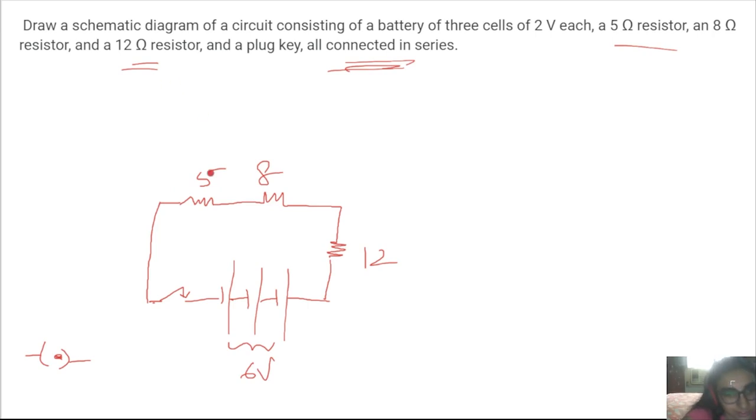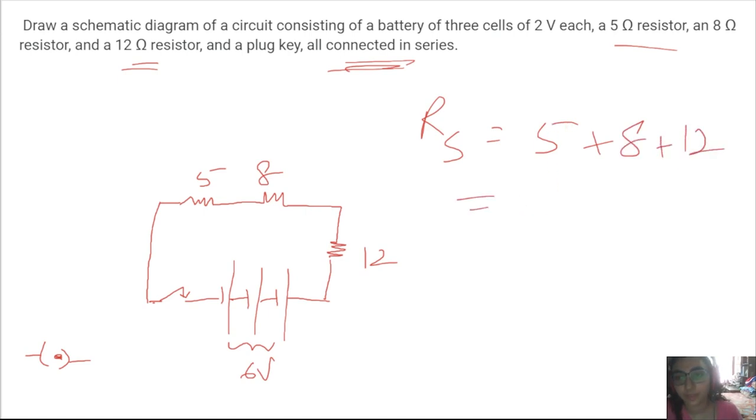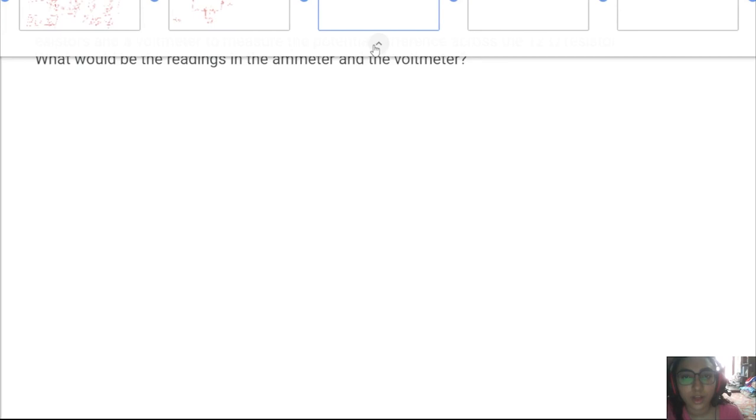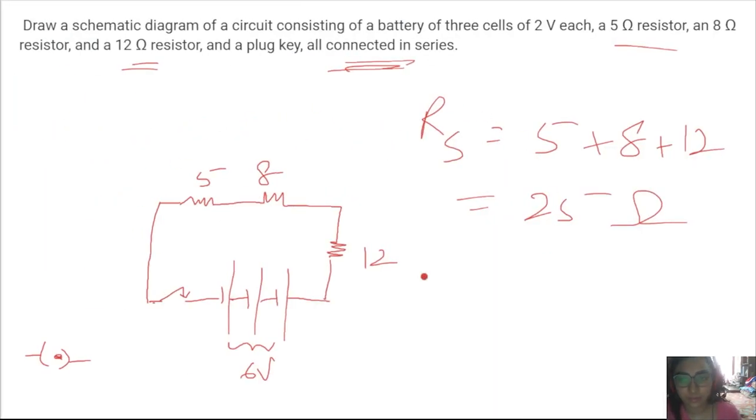Even if the question here has said just draw it, for the sake of it, let's calculate the total resistance here. So it is 5 plus 8 plus 12, right? 25 ohm. Okay. So now I hope it is clear. Since they are connected in series, we just find the total resistance by simply adding the individual resistances. That was what we had learned in the previous class.